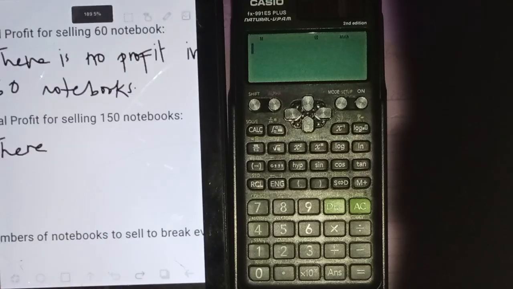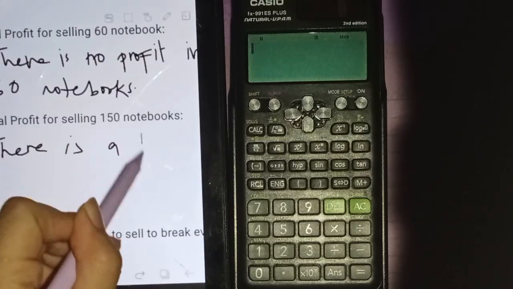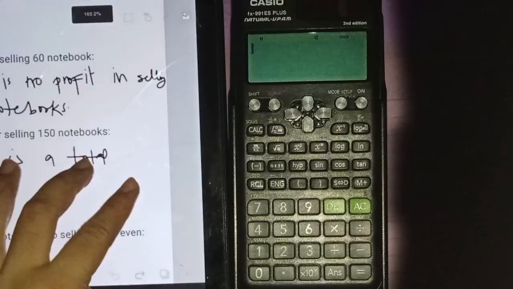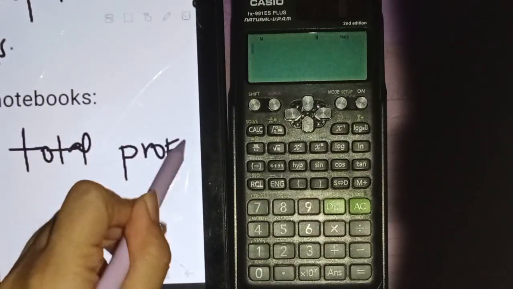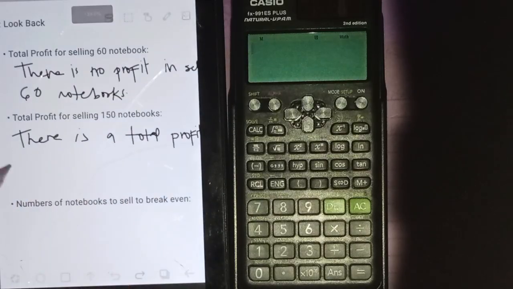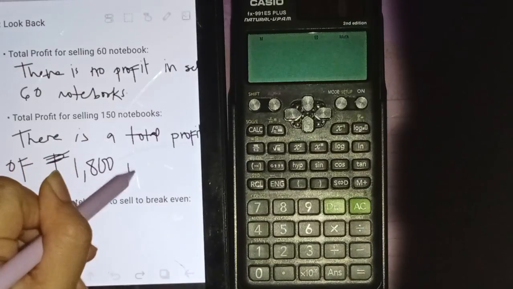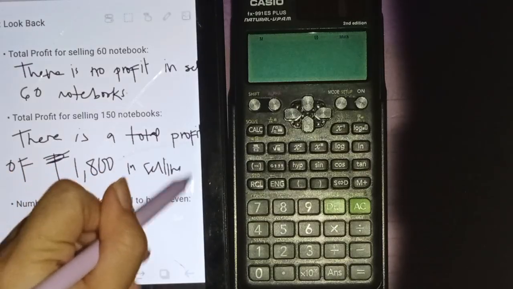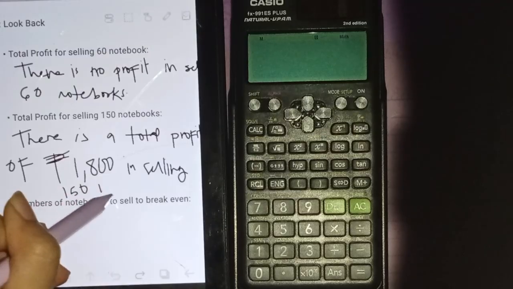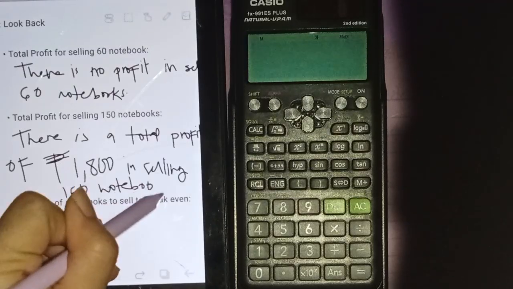So our answer here is there is a total profit of 1,800 in selling 150 notebooks.